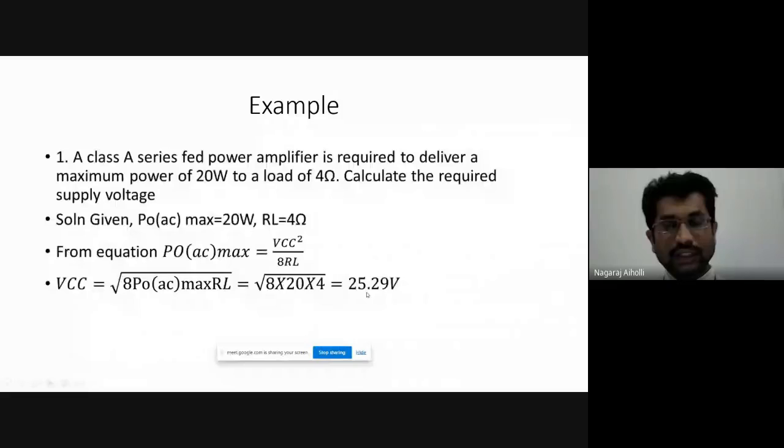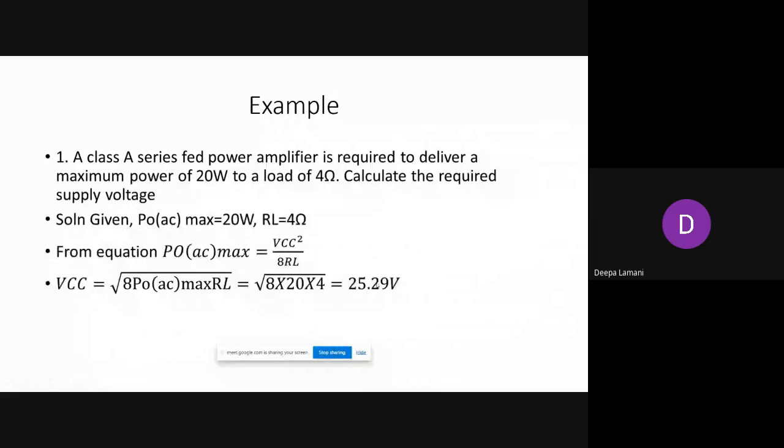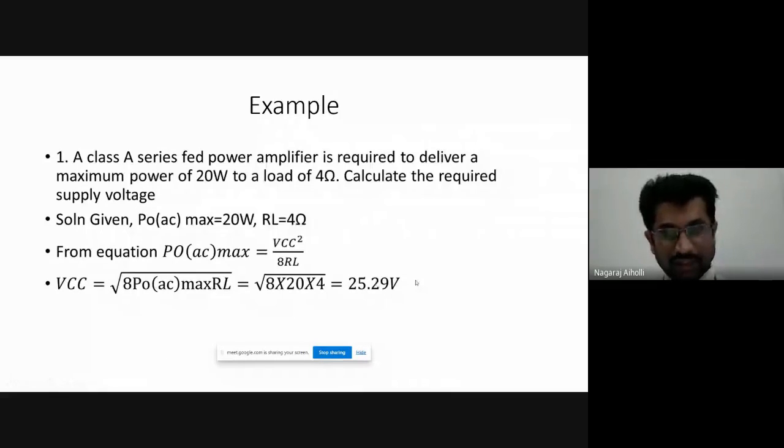Yes, sir. 25.29 volts. Just to check your answers, this is square root under 25.29, whole square root it is. Square root of 8 into 20 into 4 is 80. 80 into 8 is 640. So square root of 640 will be more than 25, because 25 square is 625. So you'll get around 25.29 volts. Right? So this is how we are calculating the supply DC voltage VCC.